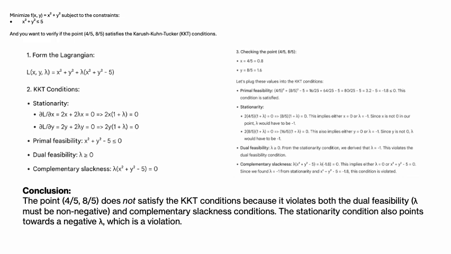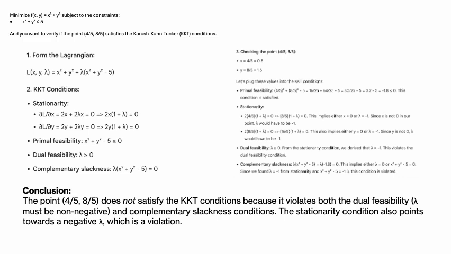So it meets the condition of stationarity, which is that the derivative of L with respect to x, and the derivative of L with respect to y, should be equal to 0. So it meets the stationarity condition, right? Primal feasibility says that your equation x squared plus y squared minus 5 should be less than or equal to 0. So over here also we'll figure out if we are getting that, right? By substituting the values of x and y.